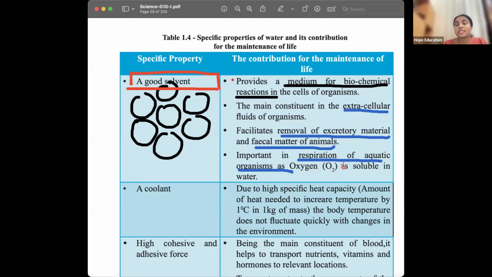Then when aquatic organisms are breathing, when they respirate, they need oxygen. They get that oxygen from water. The oxygen from the atmosphere dissolves in water. Again, water is a good solvent there. Is that clear? How water is a good solvent? Did you understand these 4 points?